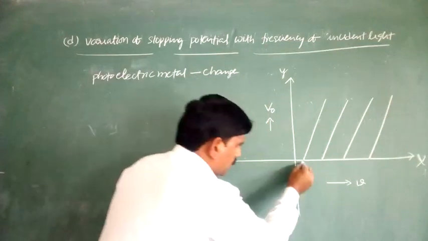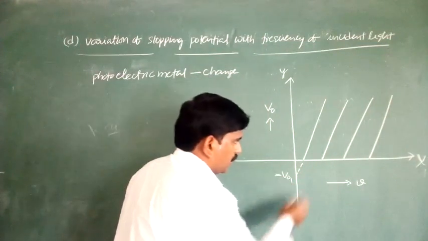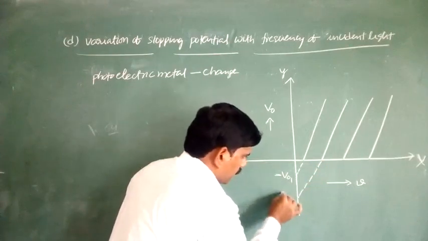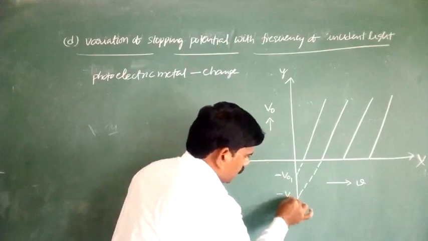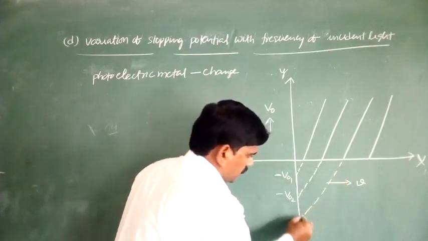Observe here, this one has the stopping potential, that is minus V01. For the second metal, this one is minus V02. For the third one, this one is minus V03.